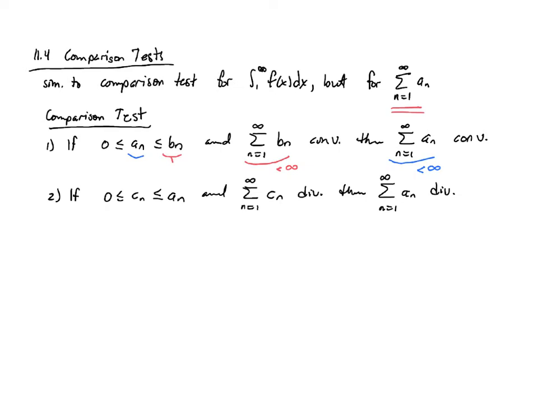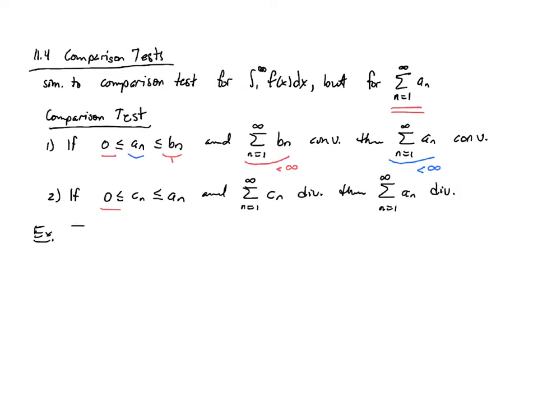So one thing to note here is that, like with the integral test, this comparison test only applies for series where the terms are all positive. Okay. So in section 11.5, we'll look at techniques for understanding what happens when a series has possibly negative or alternating terms. So let's look at an example of this.